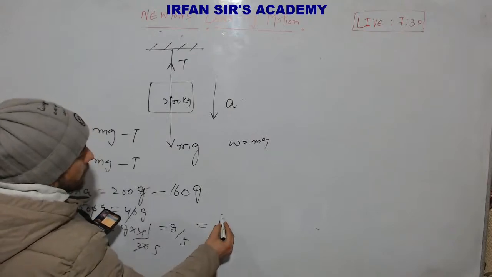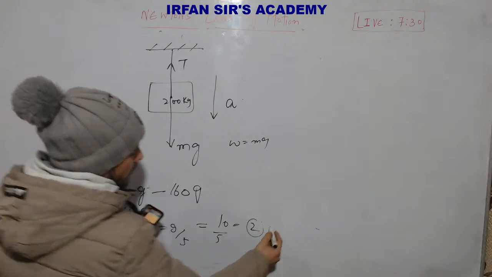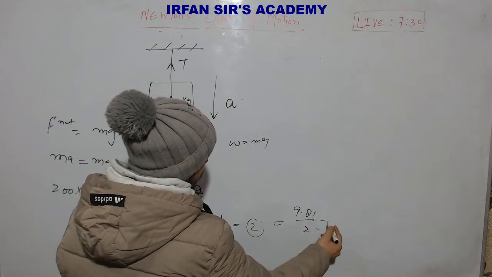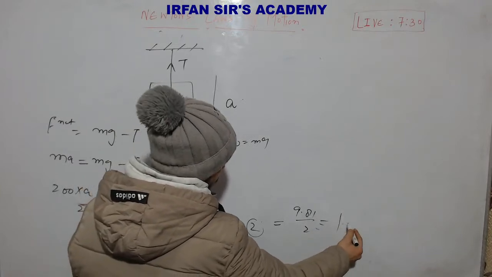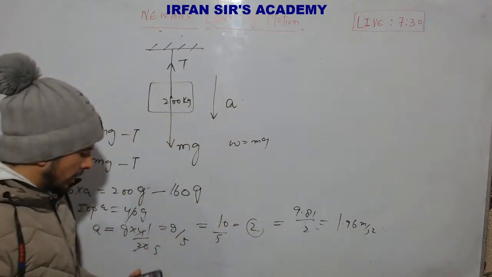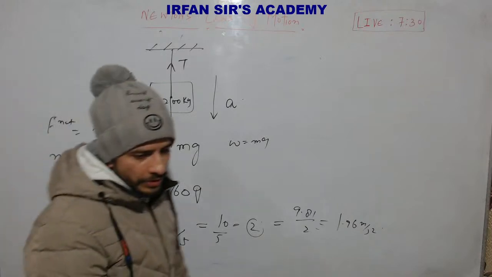The options that match are 1.96 and 9.8. If we take g equal to 10, 10 upon 5 is 2. And if we take g equal to 9.81, 9.81 upon 5, the answer will come out to be 1.96 meter per second square, and it will be downwards. It means option A is correct.